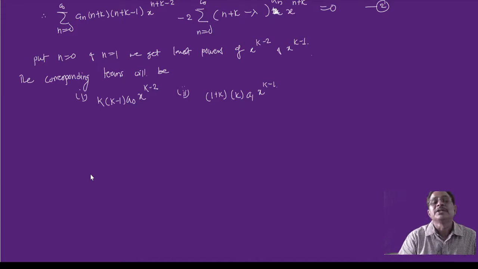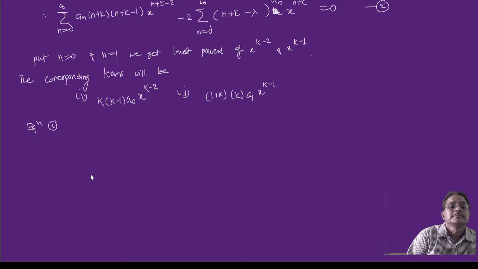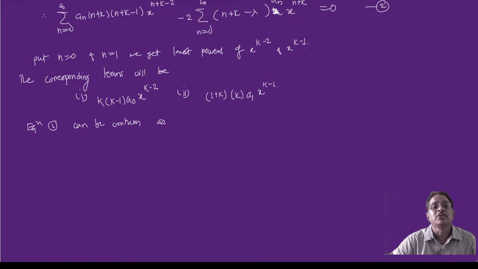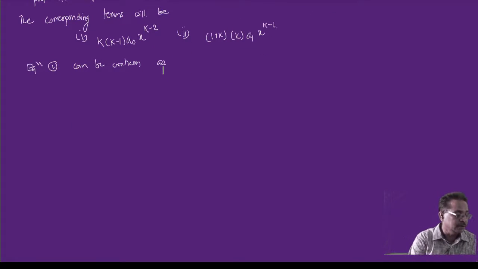And therefore equation 2 can be written as, okay, at 1:20 we will finish because you will have to join the next section at 2:30. So 2:20 we will finish and we will go for the next section.